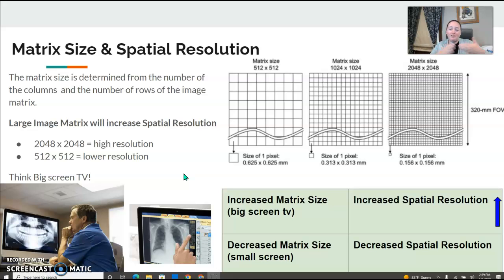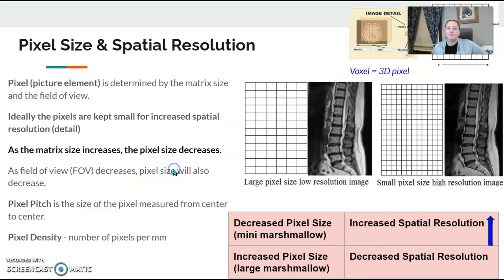Or if you think of your radiologist sitting in front of this screen, they love those big monitors, right? So you always want a large matrix size. What if they give you some examples of sizes? So go with the biggest numbers. The biggest numbers of the rows and columns are going to give you the biggest matrix. So we want big matrix.